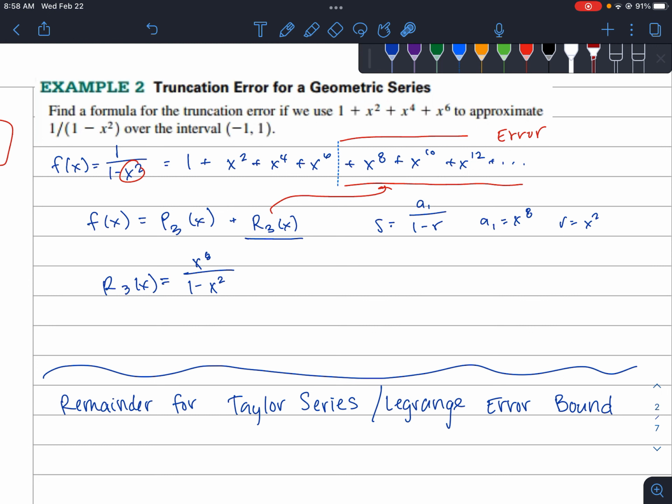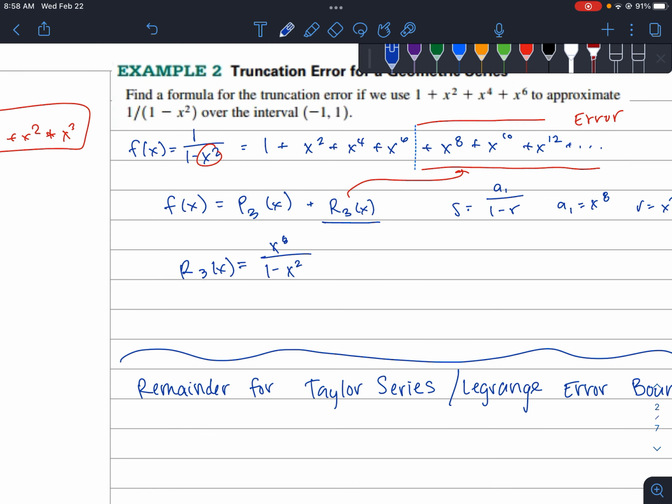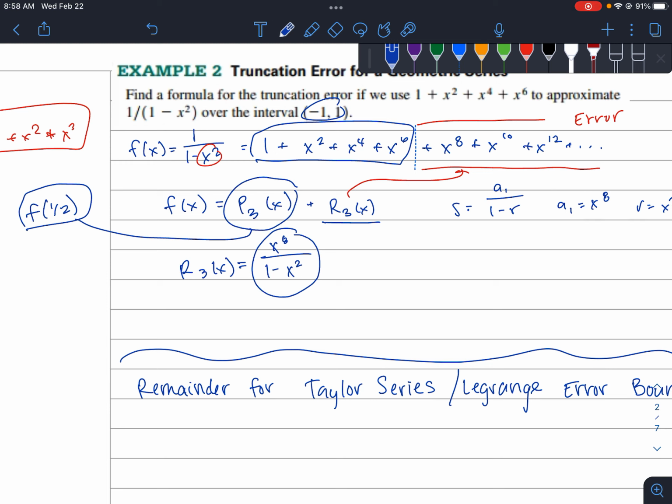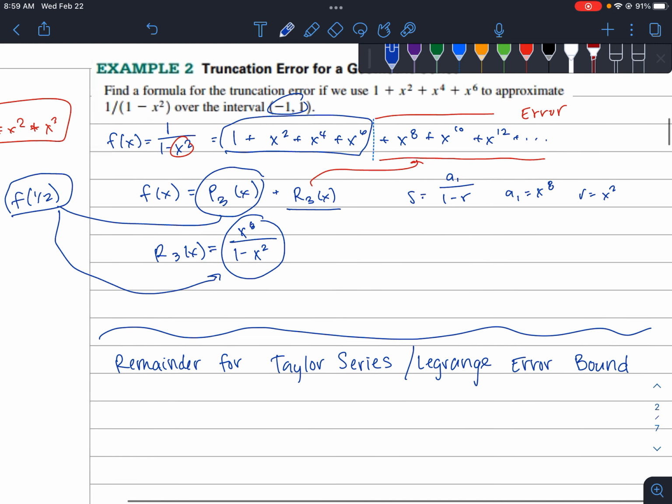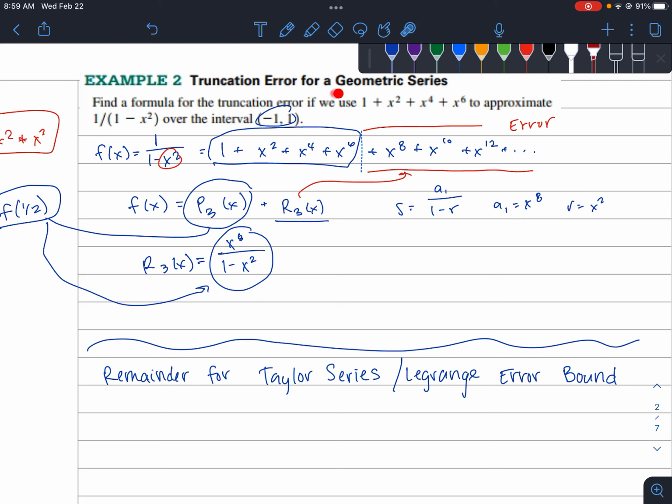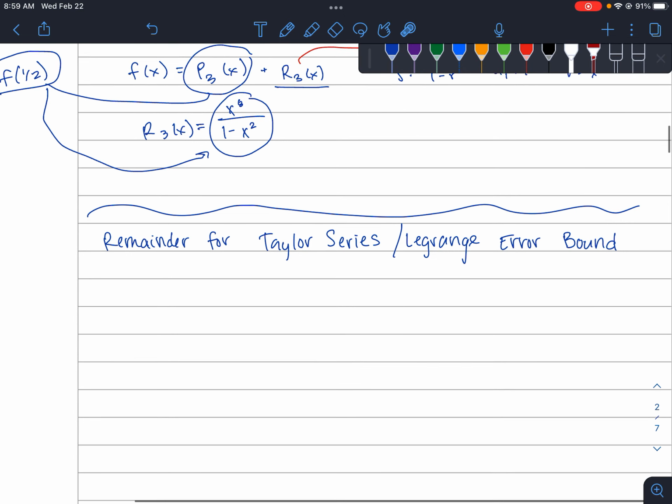So now if I were to use this to approximate a value between 0 and 1, so say I wanted to find f of 1/2, I could find the exact error by plugging in 1/2 into this function right here. If I plug 1/2 into P of x, that tells me the approximation. If I plug 1/2 into R of x, that will tell me my error, how much of a difference there is. Okay, so this is the case for geometric series, and that includes power series that are geometric.